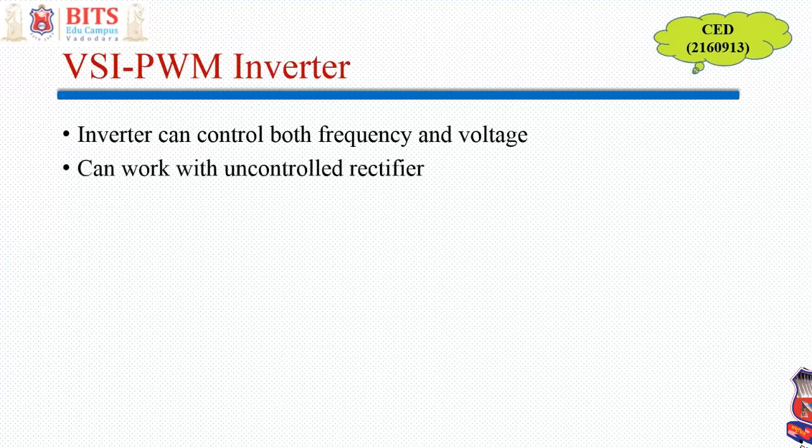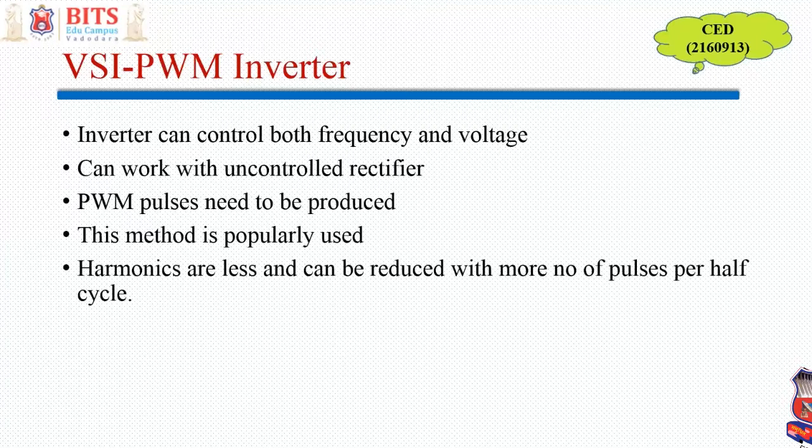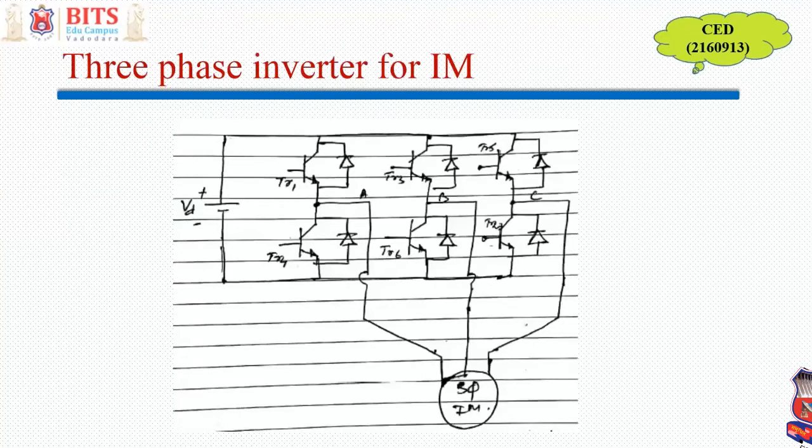It can control both frequency and voltage. It can work with an uncontrolled rectifier. The only challenge is that you have to produce PWM pulses. This method is popularly used, harmonics are less, and you can eliminate a particular order of harmonics also. There is a special PWM technique for harmonic elimination also. This is once again the same, but here the switches are shown.